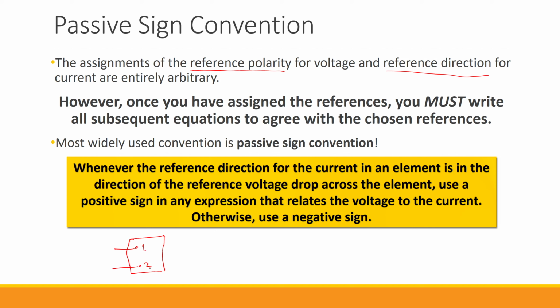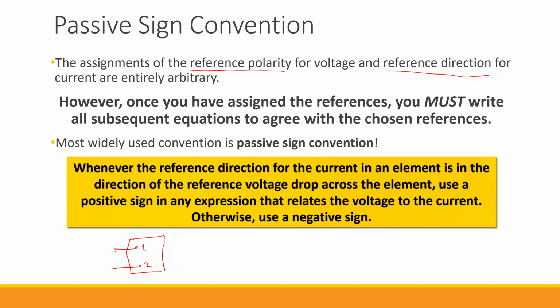So the passive sign convention states that whenever the reference direction for the current in an element is in the direction of the reference voltage drop across the element, we use a positive sign in any expression that relates the voltage to the current. Otherwise, we use a negative sign. So what does it mean?